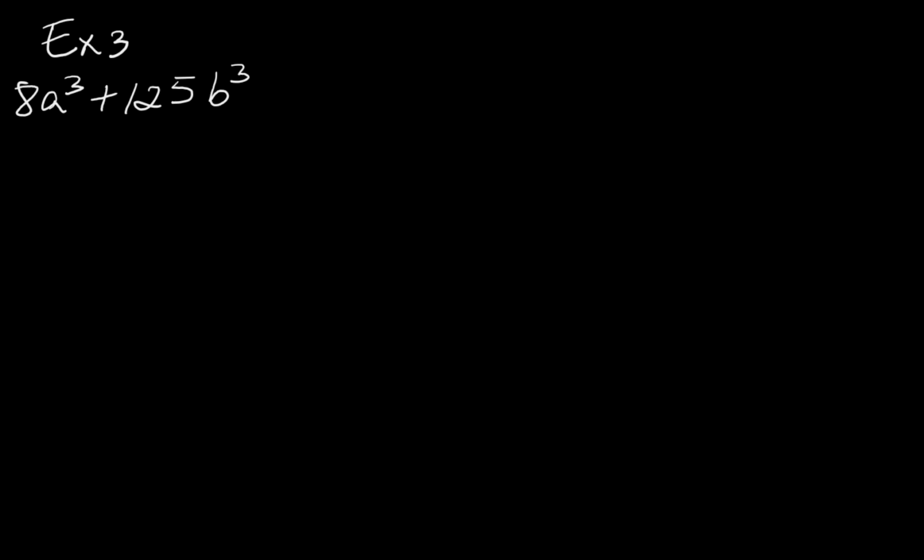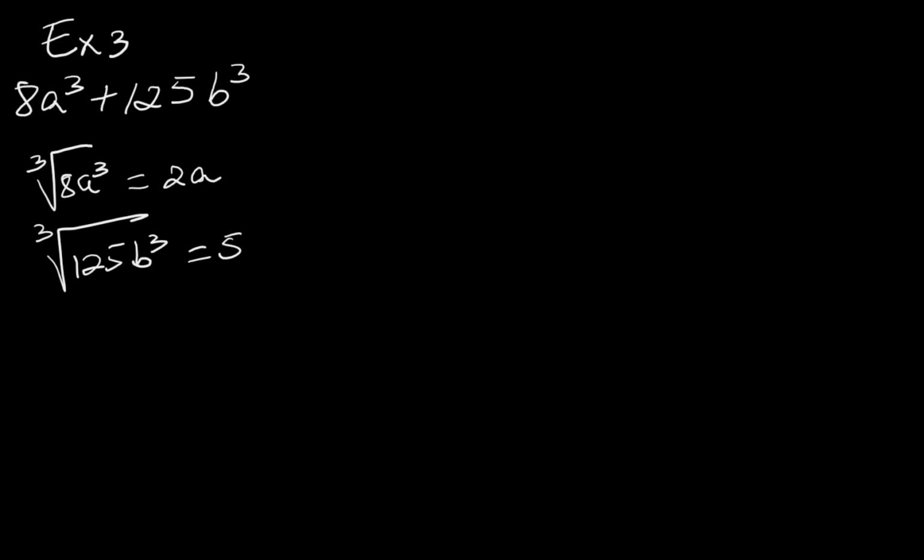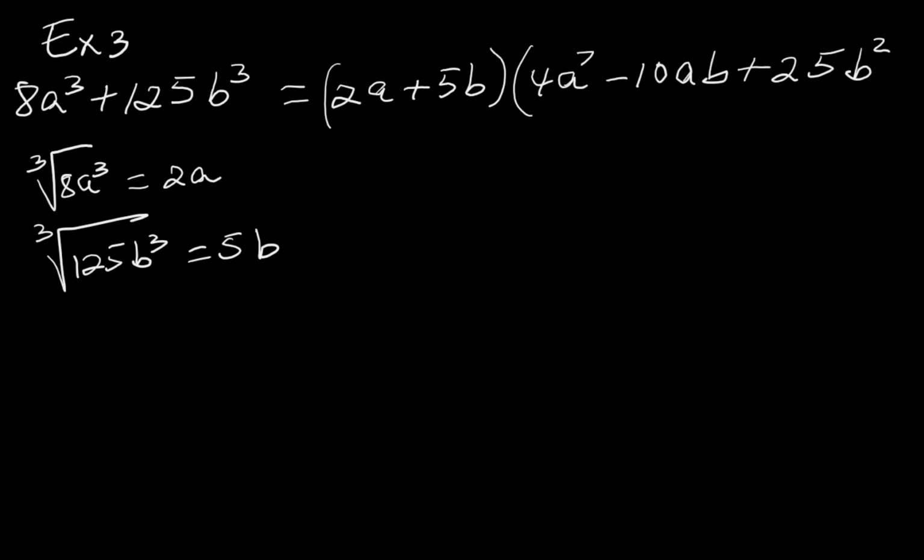Example 3, 8a cubed plus 125b cubed. Cube root of 8a cubed is 2a. Cube root of 125b cubed is 5b. So the factorization is (2a plus 5b)(4a squared minus 10ab plus 25b squared). And that's how the cube formulas work.